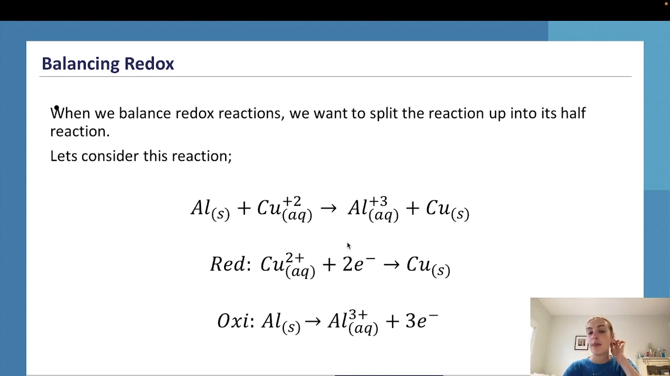With our reduction reaction, we've got copper 2+ and then 2 electrons, so the net charge of this side of the reaction is equal to the net charge of the other side. We've got +2 and then -2, which adds together to give 0, and the other side is 0. In the oxidation reaction, we've got +3 and -3, which gives us 0 on this side as well.